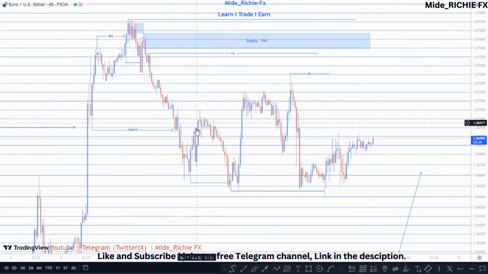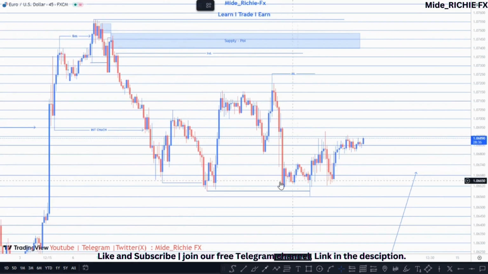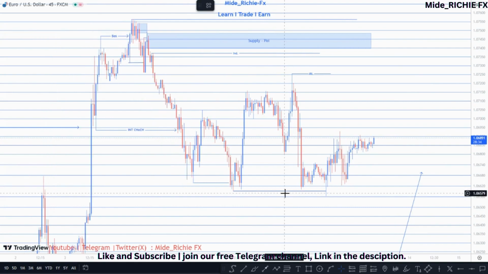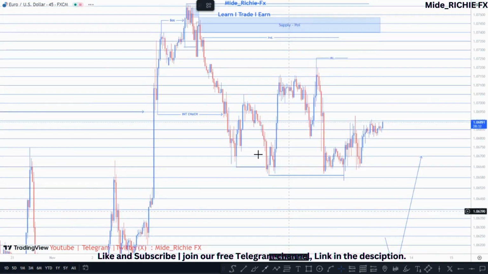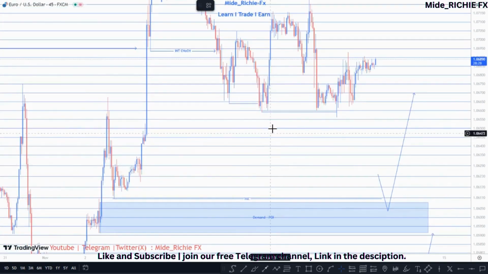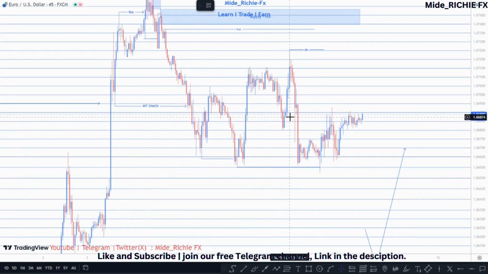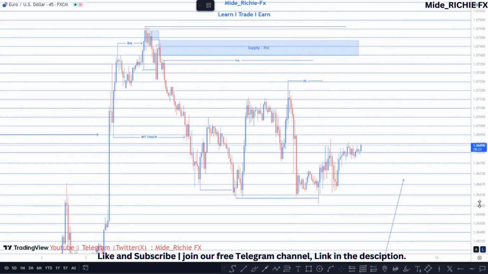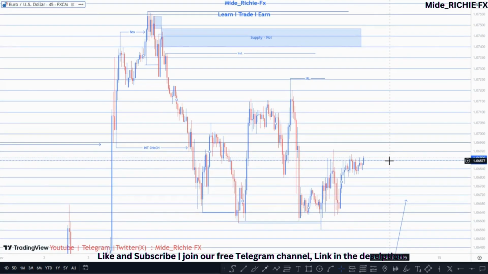We have an internal change of character, which gives an internal trend change. You can see the bearishness hasn't mitigated any of my point of interest, so I'm still very sure the market will sell. Why? Because it's still bearish. We haven't mitigated any bullish point of interest yet, so the buy is not really ready yet.